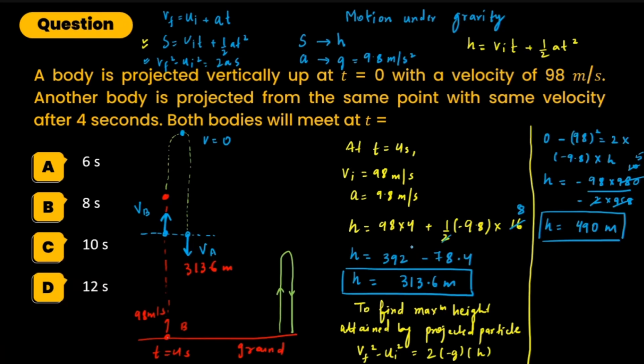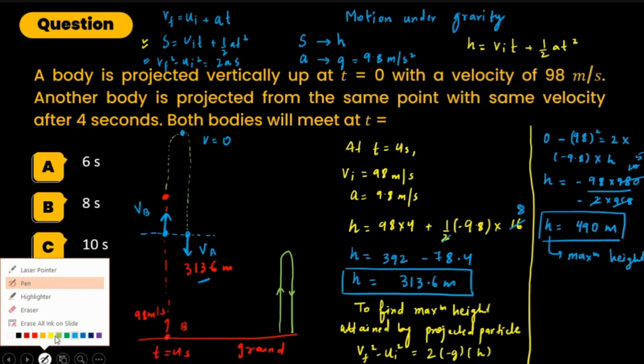It is not going to be less than this. So this answer which is saying that its position after t equals 4 seconds is 313.6 meters is absolutely correct. So we found out the maximum height it will reach, and this is the answer. Now just think of it. How can we find out the time when both the objects will meet? This is the most important part.